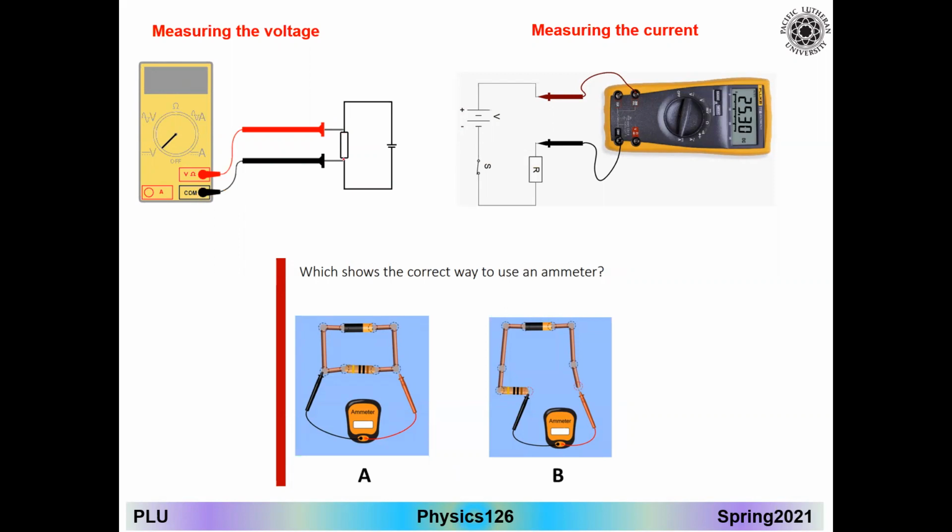So on this one is the circuit. I want to put it in parallel with my element and read the voltage here. And that's different when we measure the current.